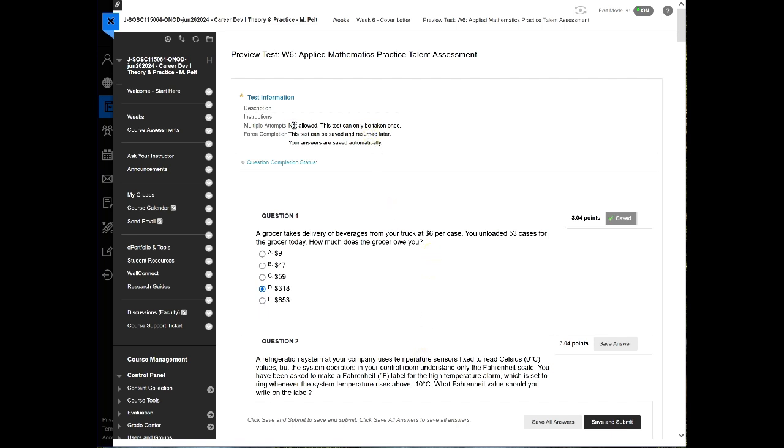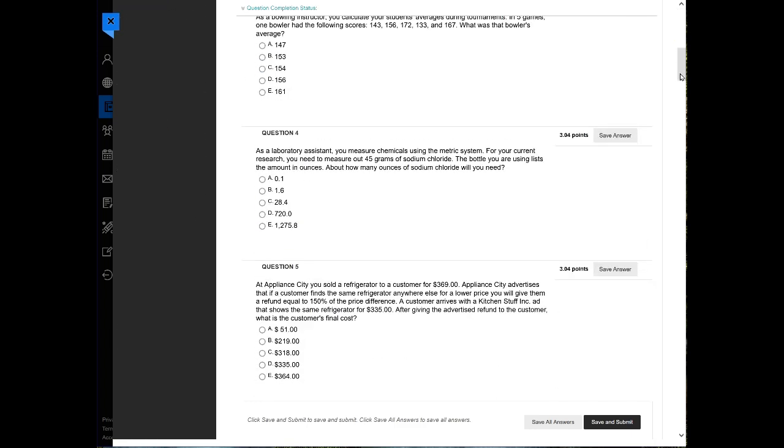Remember, there are two things. You can only take the test once. However, you can save your scores and resume the assessment later. So, you can go through question 1, 2, 3, and 4, save those answers, and then come back later and start at question 5. Take your time.